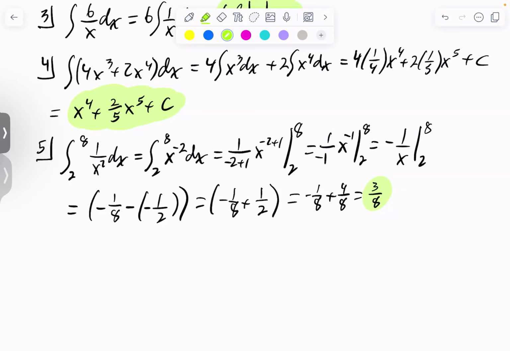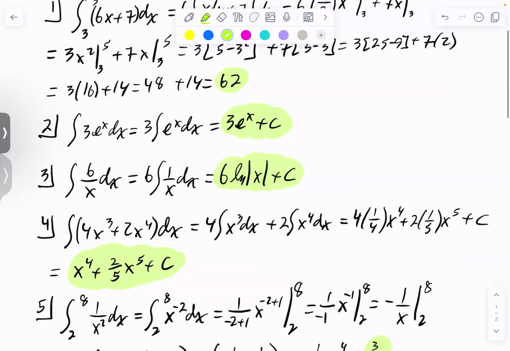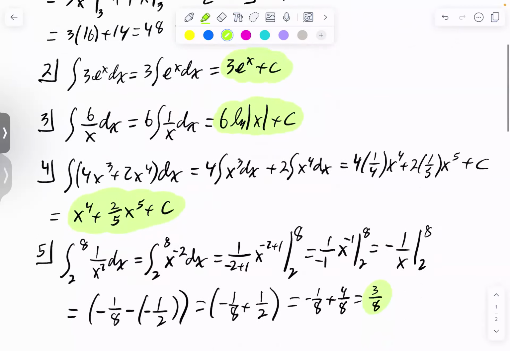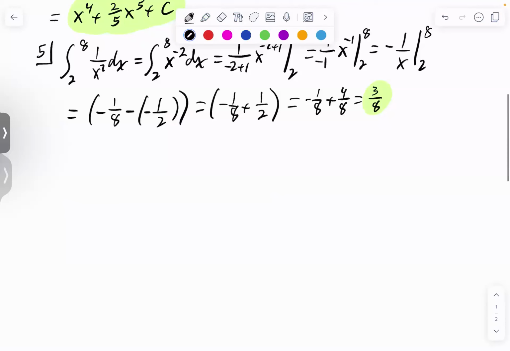And notice when we have a definite integral, we end up with a number as an answer. And when we have an indefinite integral, we have a function, in this case, a function of x each time. So number 1, we have a number. 2, 3, and 4, we have functions. Number 5, we have a number because it's a definite integral. Number 6.